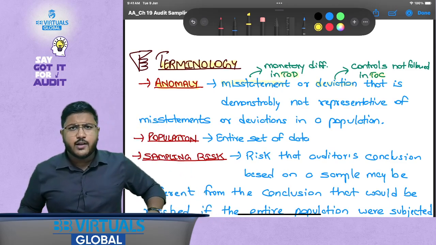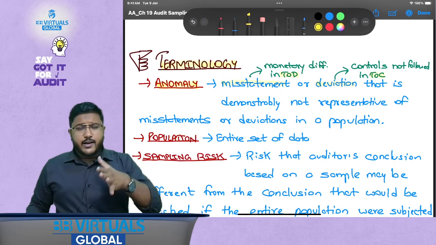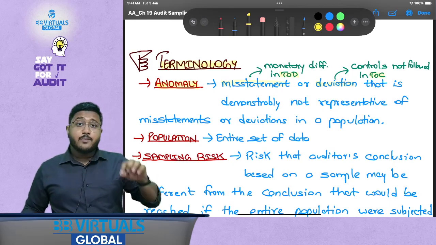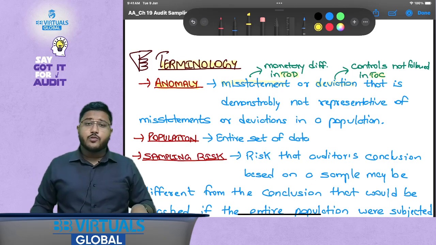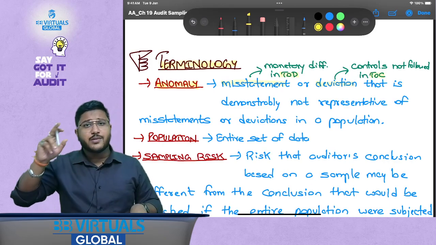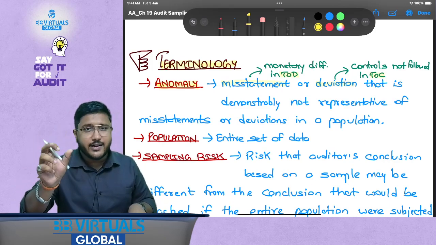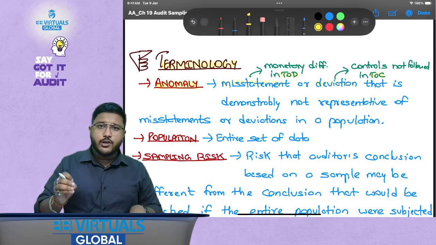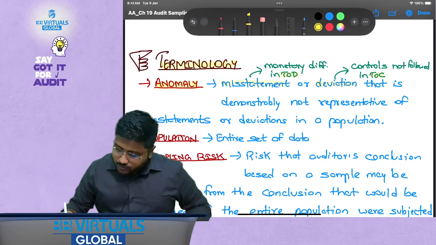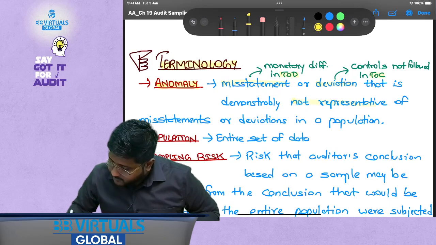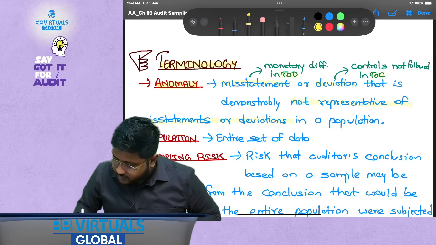I hope you have already studied about TOD and TOCs. TOD is majorly for the testing of the items, whereas TOC is majorly for the testing of the controls, right? So when I talk about TOC, if there is any misstatement that has been identified, it is called a deviation. And whenever I talk about TOD, if there is any difference that has been identified, it is called a misstatement.